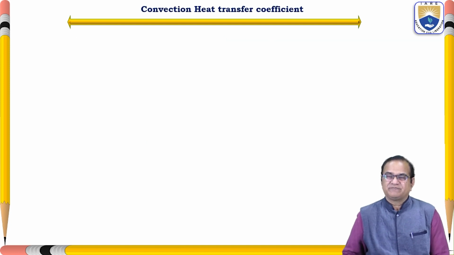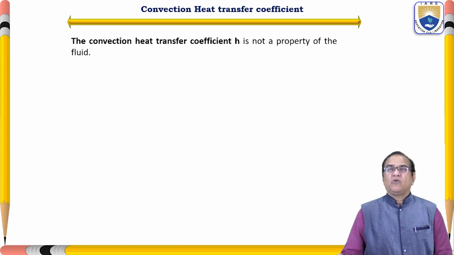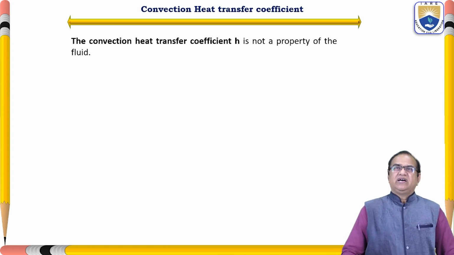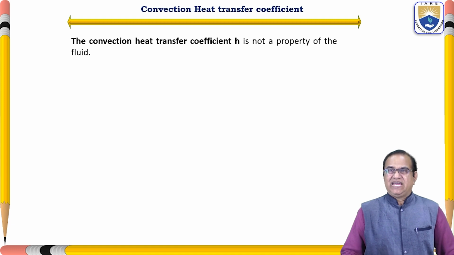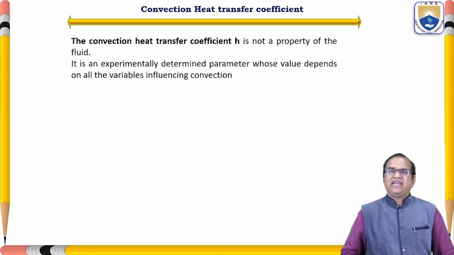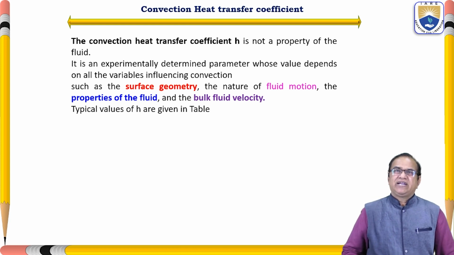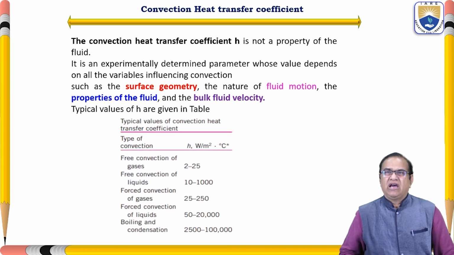Now, the convection heat transfer coefficient h. The convection heat transfer coefficient h is not a property of the fluid. It is an experimentally determined parameter whose value depends on all the variables influencing the convection, such as the surface geometry, the nature of the fluid motion, the properties of the fluid, and the bulk fluid velocity. Typical values of h are given in the table.